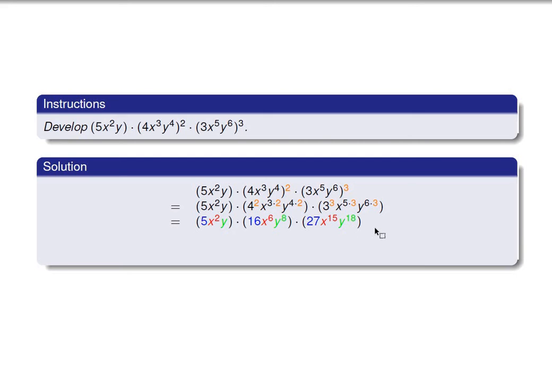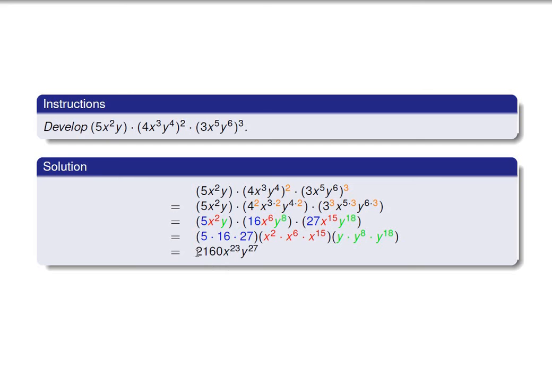We don't care about like terms when we multiply. So we just multiply the coefficients, so the blue numbers, together, the letters also together, so the x together and the y together. If we multiply all the coefficients, 5 times 16 times 27, for the letters, so the x squared times x to the 6 times x to the 15, and finally y times y to the power 8 times y to the power 18.